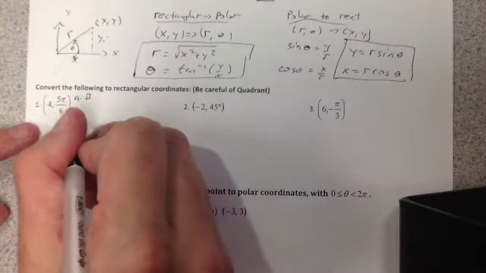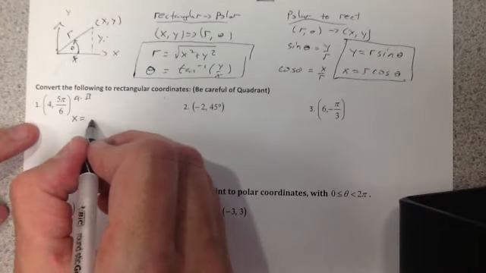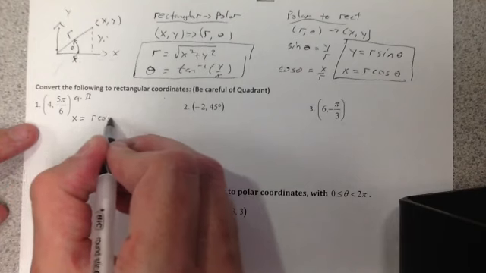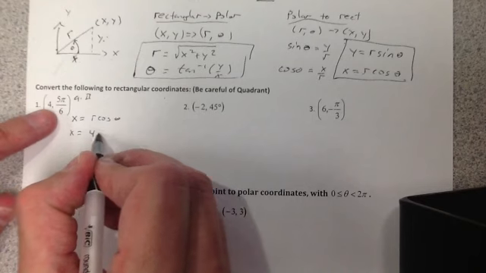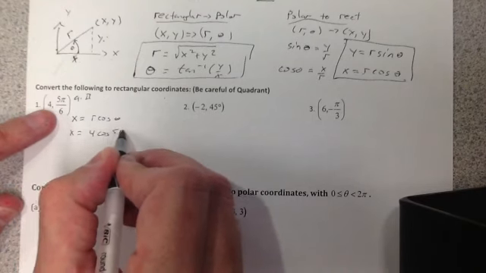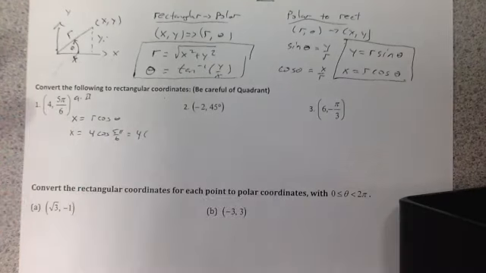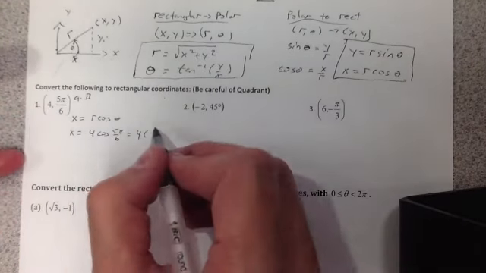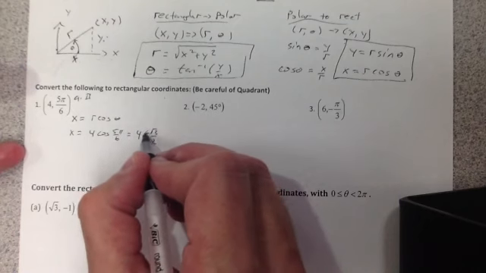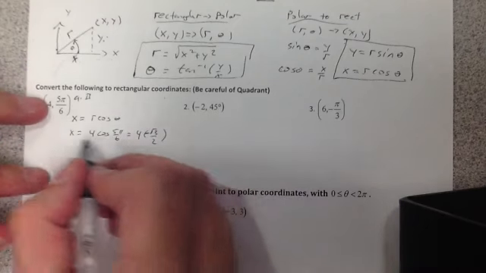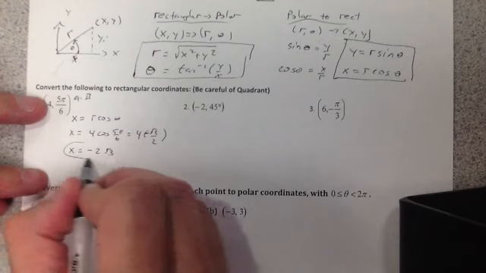So the x value, very easy to do. It's x equals r cosine theta. So to get x, it's r, which is 4 cosine of 5 pi over 6. So that becomes 4 times root 3 over 2, but because I'm in quadrant 2, we make that negative. So our x value becomes negative 2 root 3.